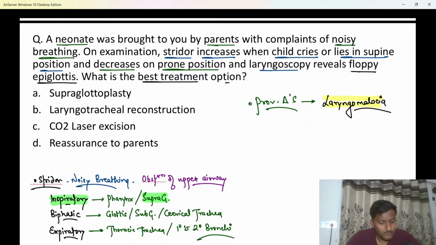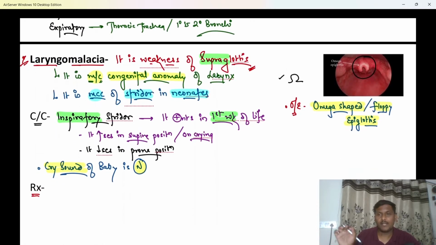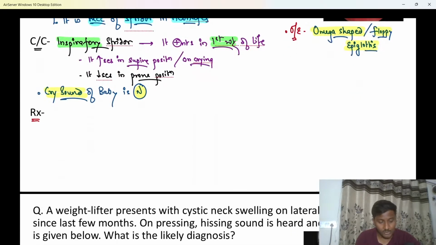What do you think? चलो तुम्हारे सामने options हैं 4. What do you think beta? So this has been a very commonly repeated question. Commonly repeated image based question is that omega shaped epiglottis. Common case is laryngomalacia for diagnosis. Stridor का भी question पूछा जा चुका है. And last important, they have asked about treatment: August 2020 and after that once, twice repeated since August 20.